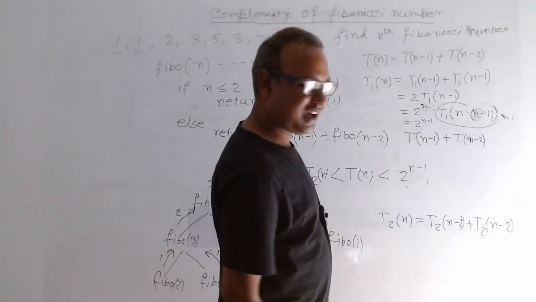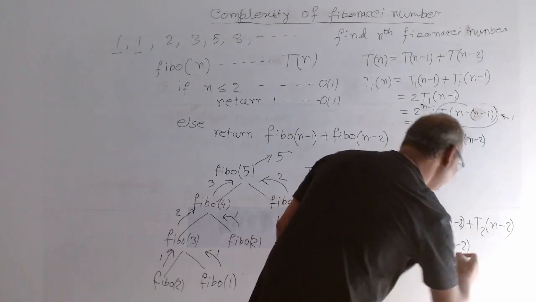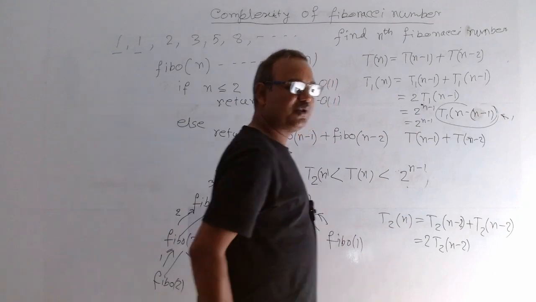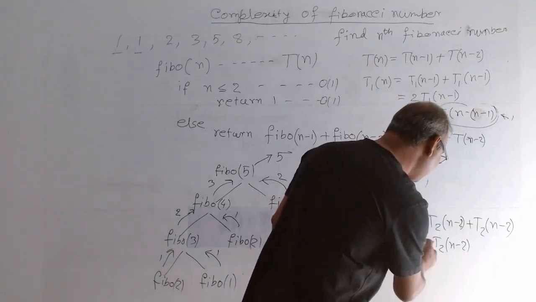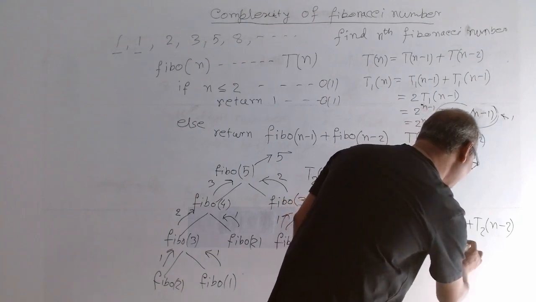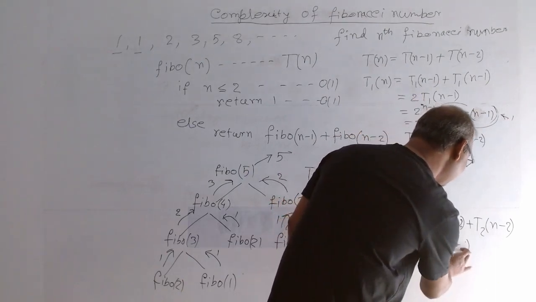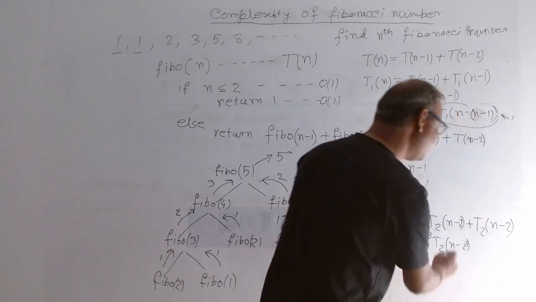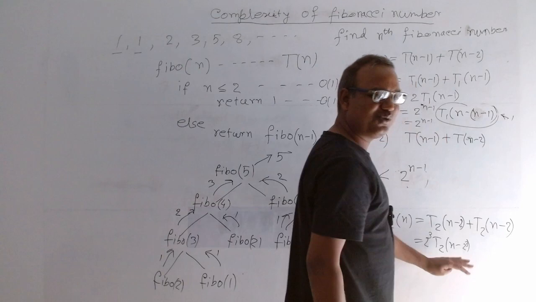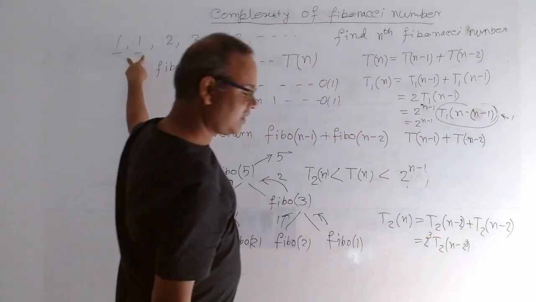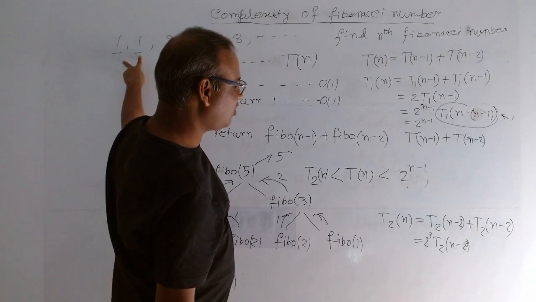Now we can solve T2(n). T2(n) equal to 2T2(n-2). In the same way, if we reduce the value of n by 2, it will be n-4 and it will be 2 to the power 2. Then 2 to the power 3 with n-6, so n will reduce and this power will increase. After some steps we will reach either T1 or T2. I don't know whether n is odd or even, so based on whether n is odd or even, we will reach T1 or T2.